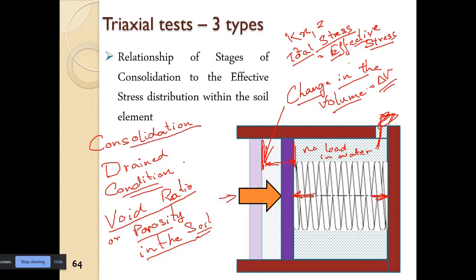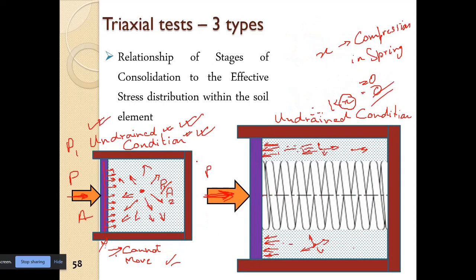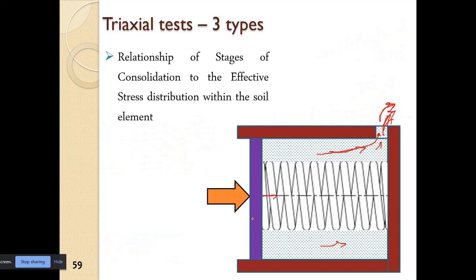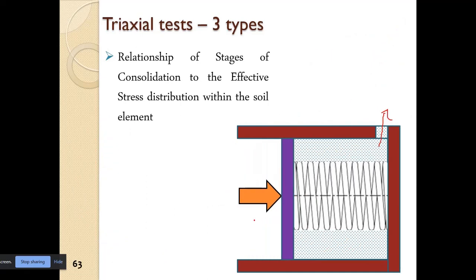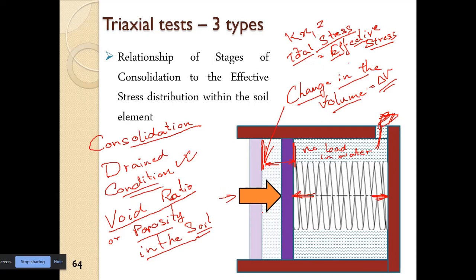So this is a drained condition and this is the undrained condition. There are two conditions which are most prevalent in the triaxial test as well as in situ. We will see how. All right. So this is the compression here.